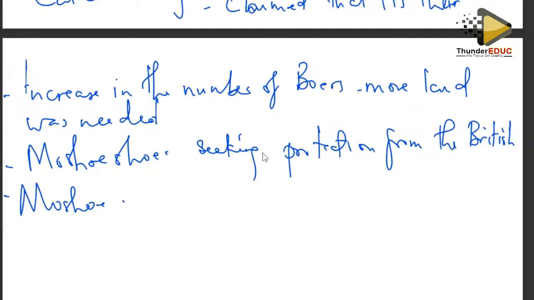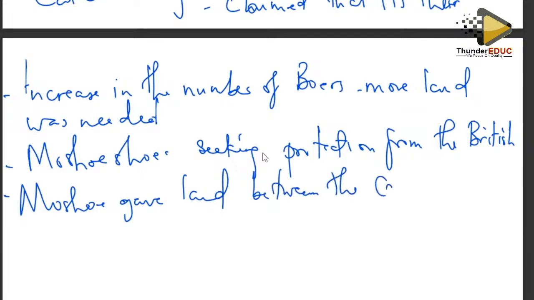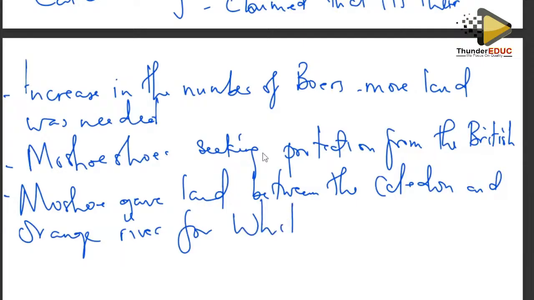Moshoeshoe ultimately gave a piece of land between the Caledon and Orange River for white settlement. This is cooperation. Moshoeshoe is allowing the whites to have a piece of land from the Caledon Valley until Orange River to show that he was cooperating with them.